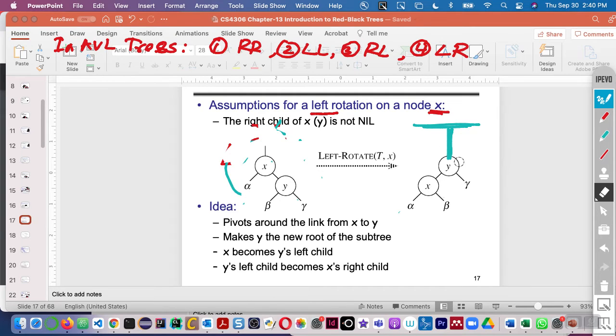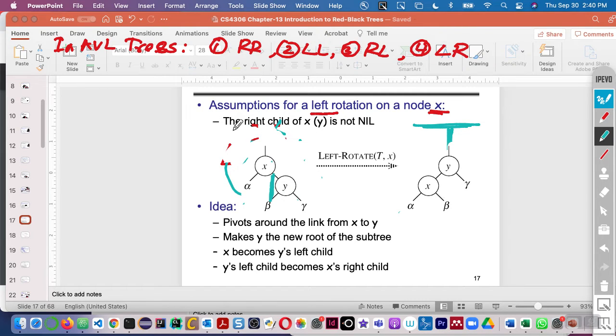So then what will happen? It will be hanging on y, then x will go this side, and then these two will be merged. The concept is easy if you remember that. So whichever you are moving, the right child, there is a condition.